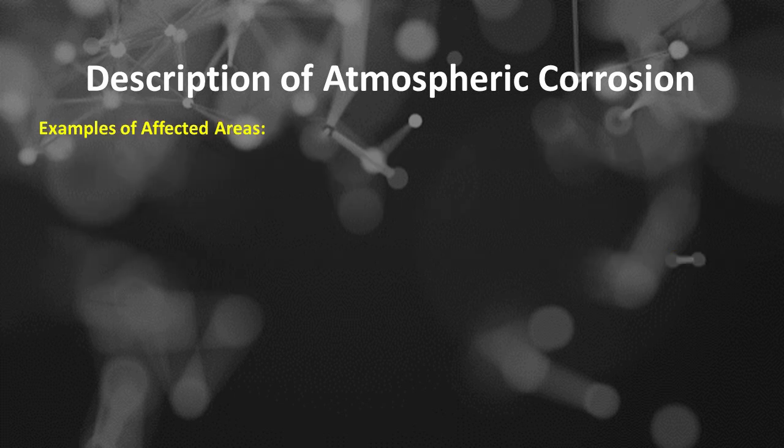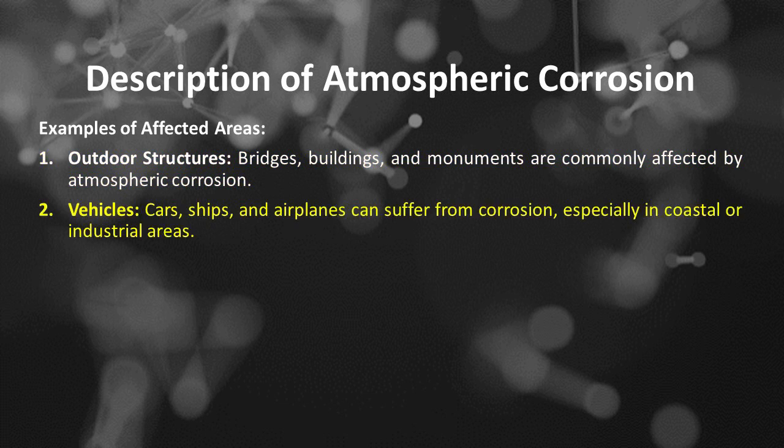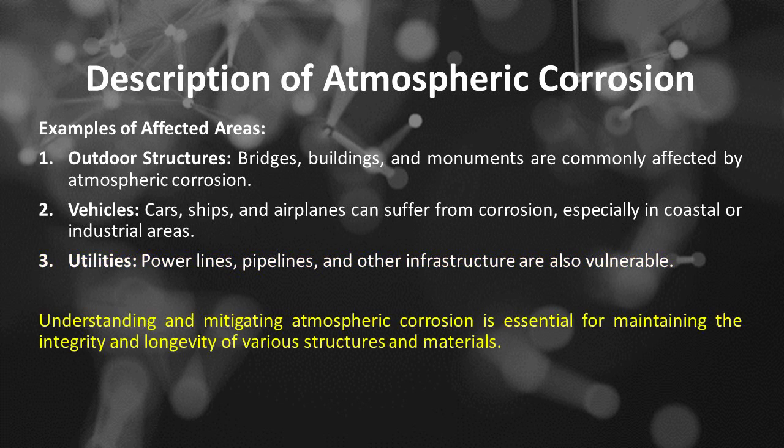Examples of atmospheric corrosion affected areas. Number 1 is outdoor structures. Bridges, buildings, and monuments are commonly affected by atmospheric corrosion. Number 2 is vehicles. Cars, ships, and airplanes can suffer from corrosion, especially in coastal or industrial areas. Number 3 is utilities. Power lines, pipelines, and other infrastructure are also vulnerable. Understanding and mitigating atmospheric corrosion is essential for maintaining the integrity and longevity of various structures and materials.